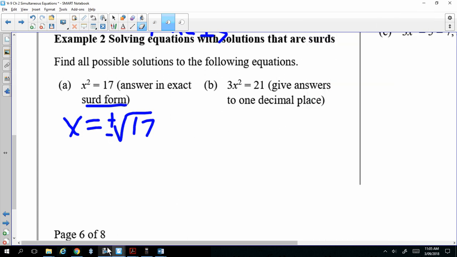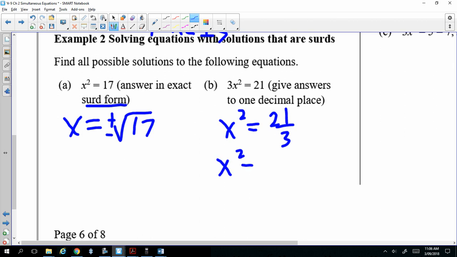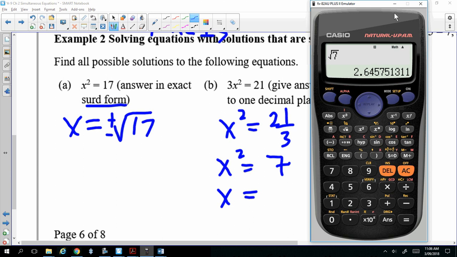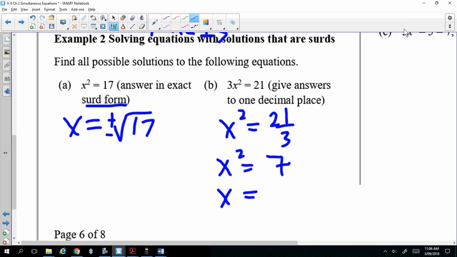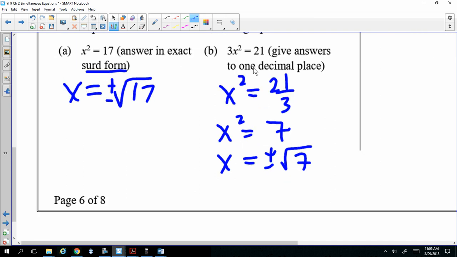Thank you. All right, next question. You can also express your answer not as a surd, but in 3 decimal places. So you divide by 3 first, which is 7, and then you square root your answer. This one to 1 decimal place requires the use of your calculator. No, it's 1 decimal place. This one, the surd one, you can't do on a calculator.